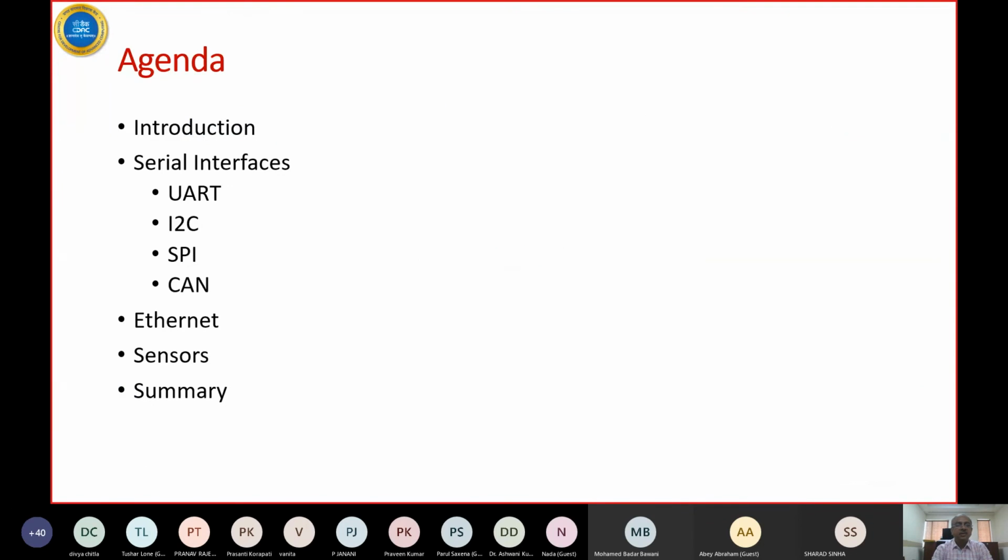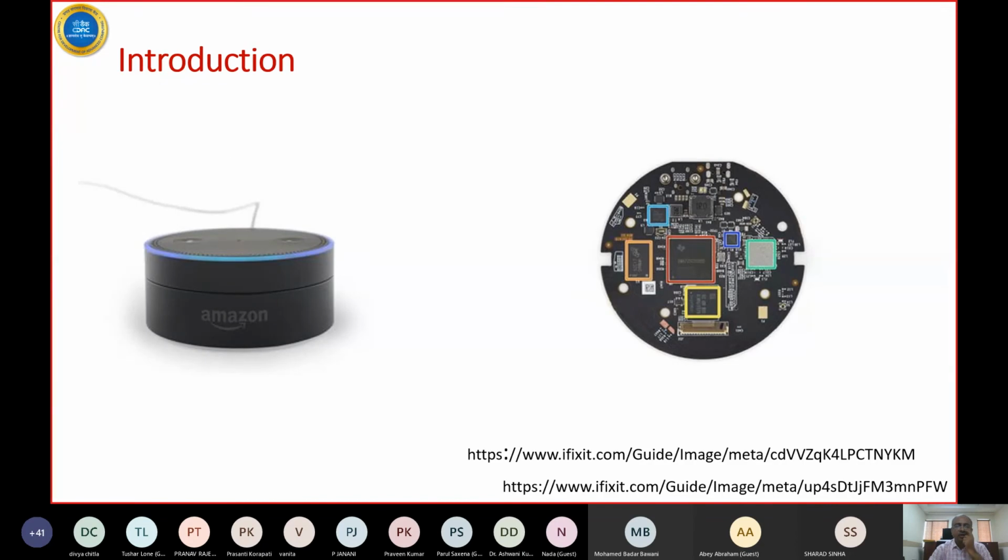So this is the agenda. After the introduction, we will look at some of the serial interfaces like UART, I2C, SPI, and CAN, and of course Ethernet, which is slightly different. Then I will briefly touch upon the various sensors that are typically used, and then we will end up with a summary. So I will start off from where Professor Sharad had left off yesterday.